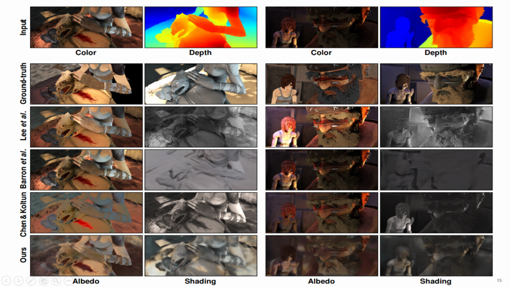Coming on to the next slide. Comparing on MPI Sintel, we compare our intrinsic image decomposition with those of Lee et al., Barron et al., and Chen and Koltun. Our algorithm is unique in using only RGB and not depth input channels, yet it generates decompositions superior to those of the other algorithms, which all rely on full RGB plus depth input.